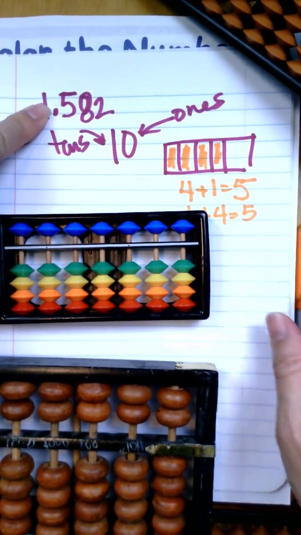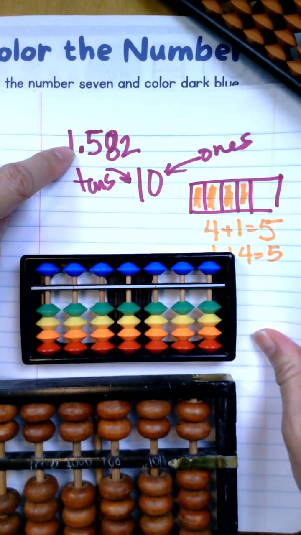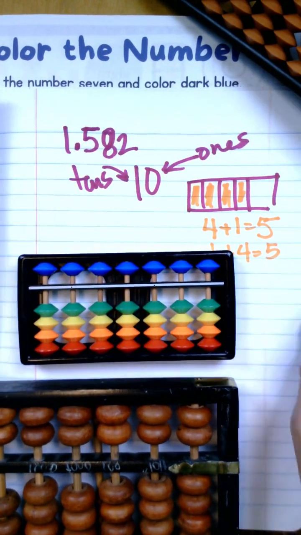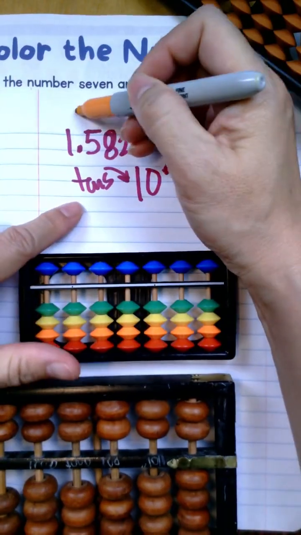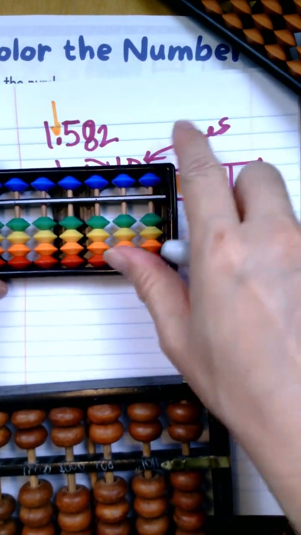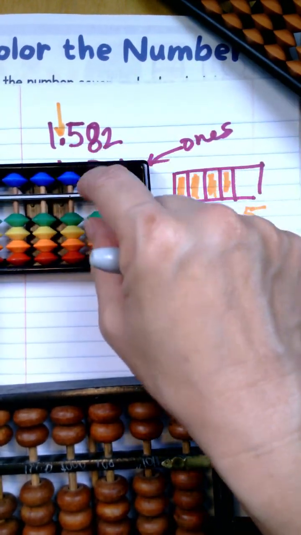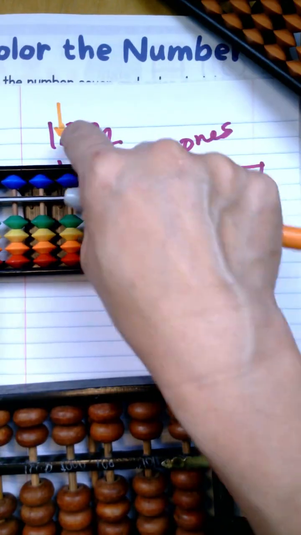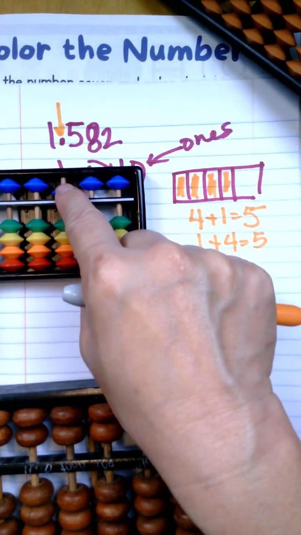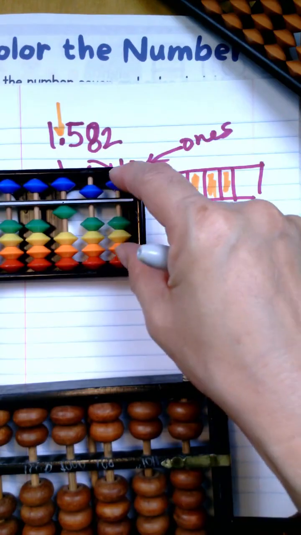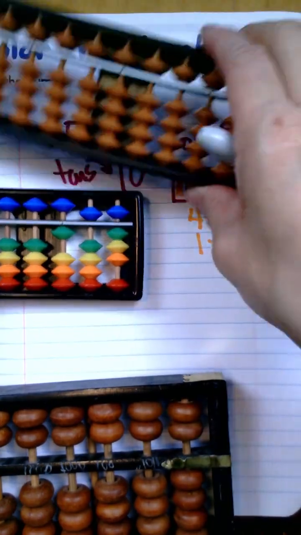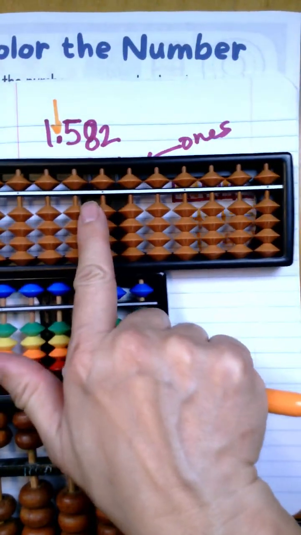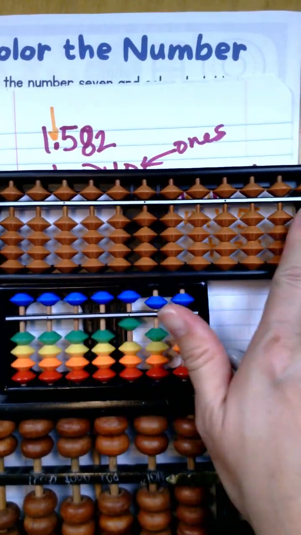Just like how we write our numbers, notice that our decimal does not take a place value. So when we do this, the answer to this, I don't have enough beads here, but it would be 1, 5, 8, and then 2. I could do it here, right? Because I start in the middle, I can have more to the decimal.